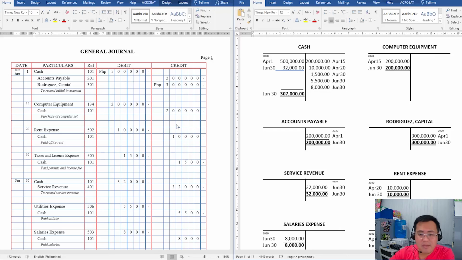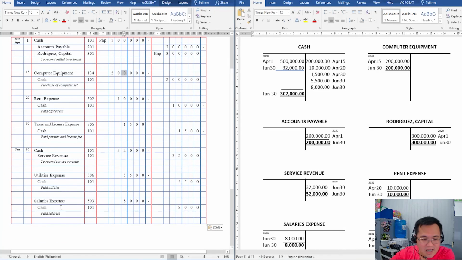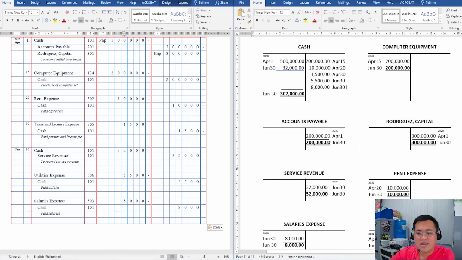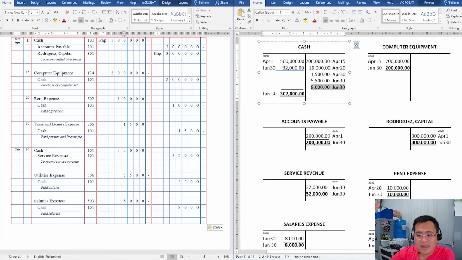So the same procedure is done for the rest of the journal entries in our general journal. So debit computer equipment 200,000, down to our last entry, which is cash credit 8,000. So we could see here in our T account 8,000 pesos on the right side.